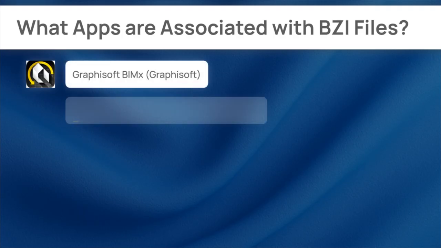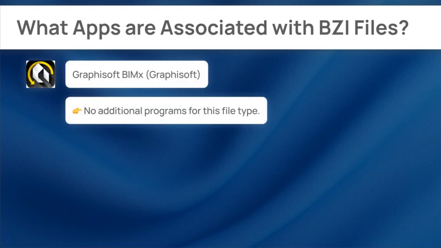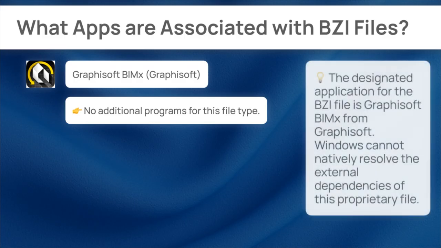The guiding principle for opening BZI is to use Graphisoft BIMx from Graphisoft. Windows cannot natively resolve the external dependencies of this proprietary file. Windows can't fully visualize complex structures, so proper inspection requires 3D CAD applications.